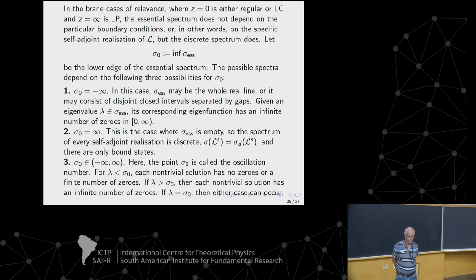And then you have the other case, where the lower limit is infinity, and there's no essential spectrum. So the spectrum of every self-adjoint realization is purely discrete, and there are only bound states. Or you have something in between, some point with the edge of the continuous spectrum somewhere between minus infinity and infinity. And then the point sigma 0 is called the oscillation number. For eigenvalues less than that, every non-trivial solution has either no zeros or a finite number of zeros. And if you're above that value, then each non-trivial solution has an infinite number of zeros.